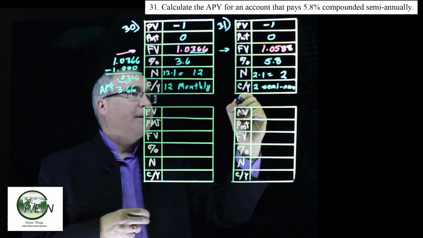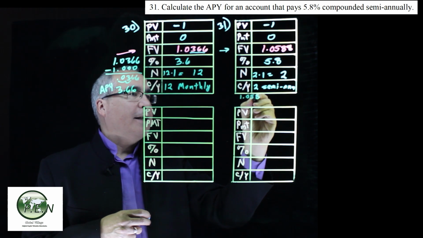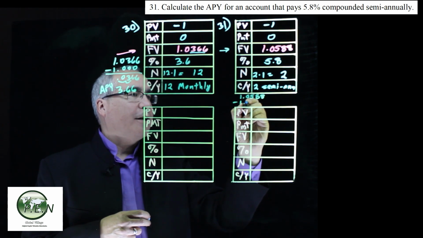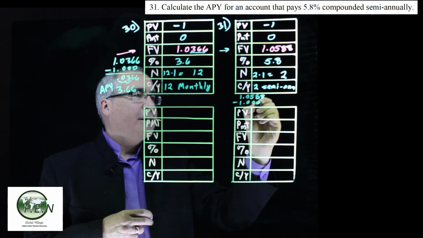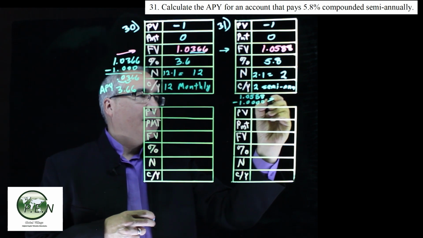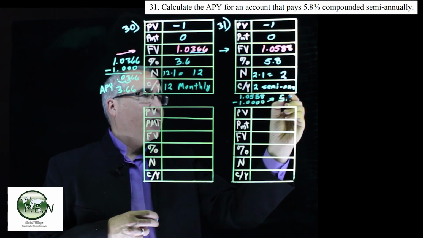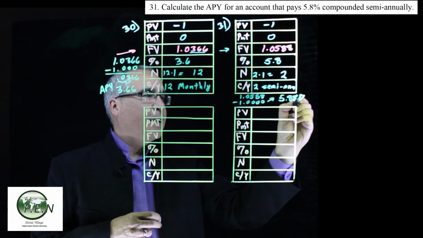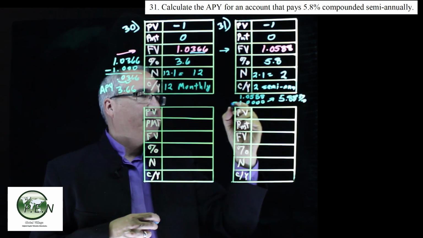Write that down here. 1.0588, subtract off 1, and what you get is 5.88% APY.